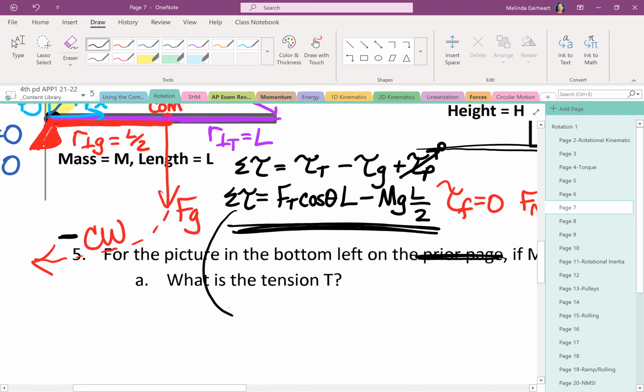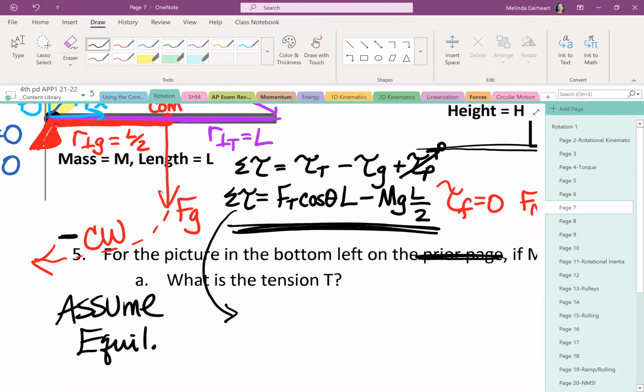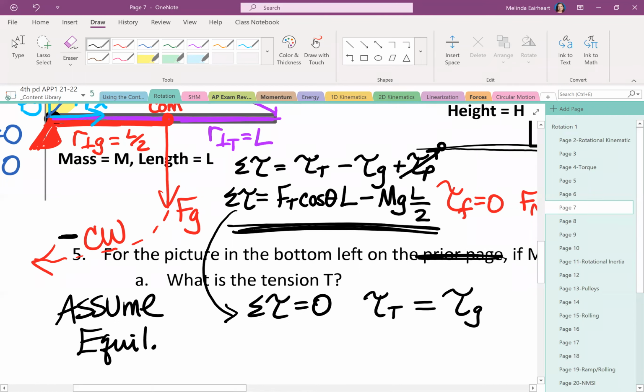And so now we're just going to use that equation to solve for tension force with one change. We've got to assume it's in equilibrium. And that's a safe assumption, because if it wasn't, they'd have to give us some of the angular velocity or angular displacement, angular acceleration. They'd have to give us a little more information. And so if it's in equilibrium, net torque is going to equal 0, meaning the torque of tension is going to balance the torque of gravity.